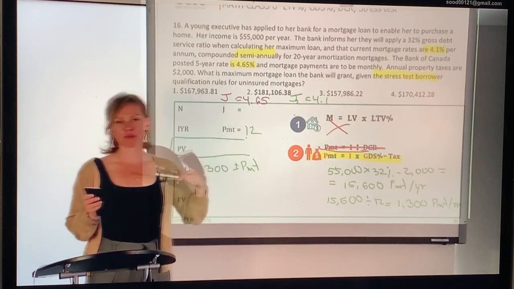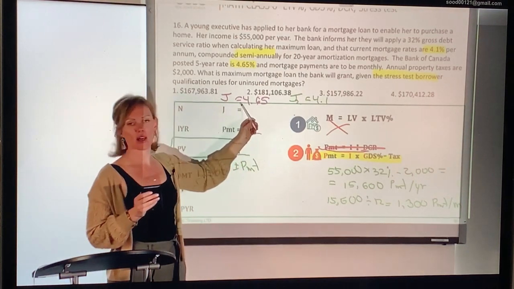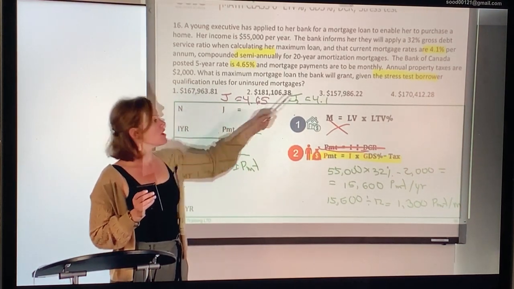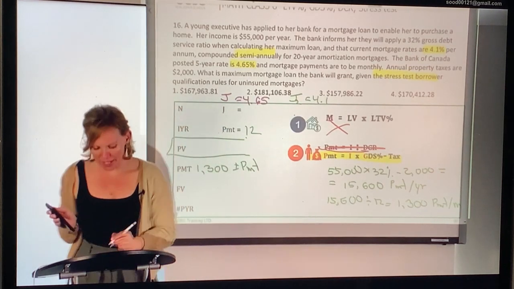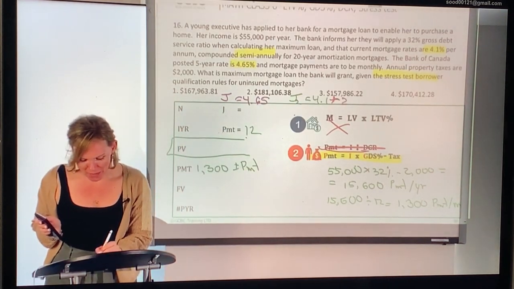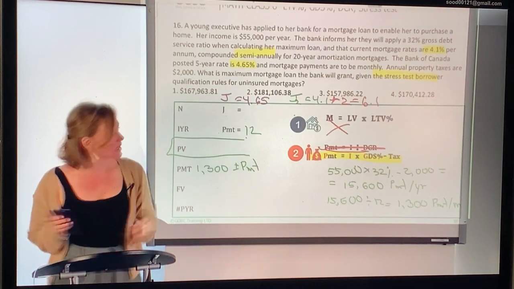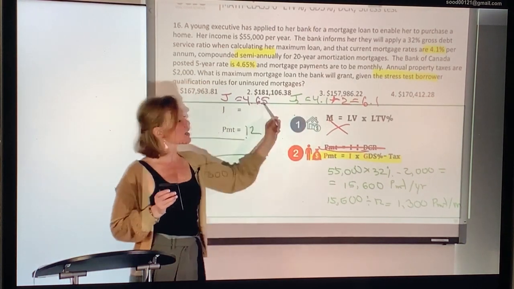So what do you add the 2% to? You add it to the contract rate, not to the Bank of Canada rate, right? This is already a set one. So they're going to test you and say, what happens when we add the 2% to that rate? That means we have to pre-approve you at 6.1%. So look and see which one is the highest one.